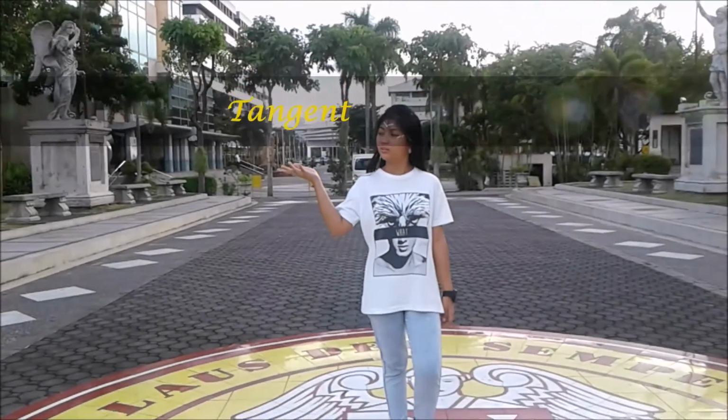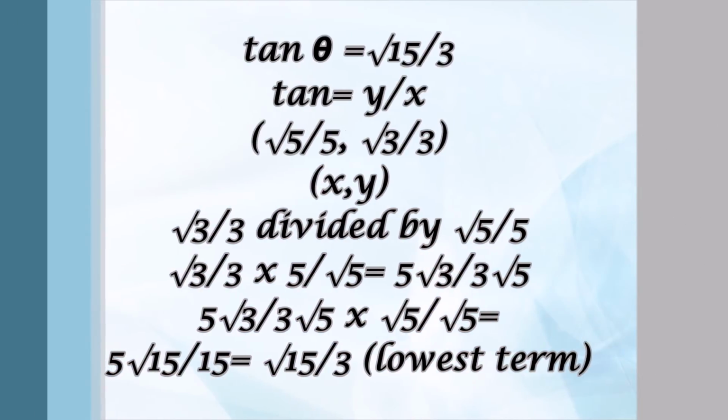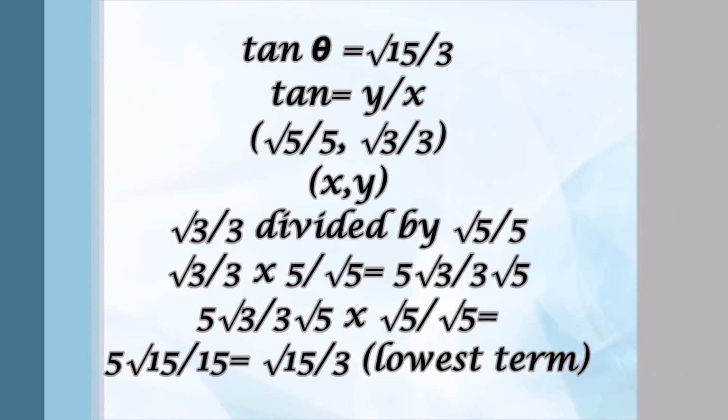Third is the tangent, and the answer is tangent theta is equal to square root of 15 over 3, because in the coordinates square root of 5 over 5 and square root of 3 over 3, the tangent is y over x. So square root of 5 over 5 divided by square root of 3 over 3, but first reciprocal the divisor and change the operation into multiplication.